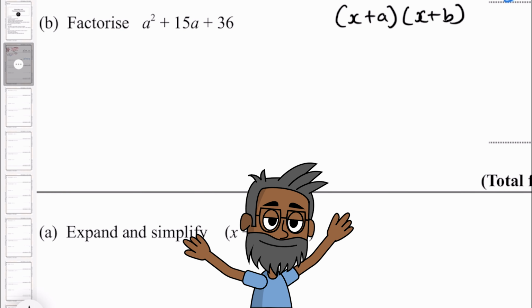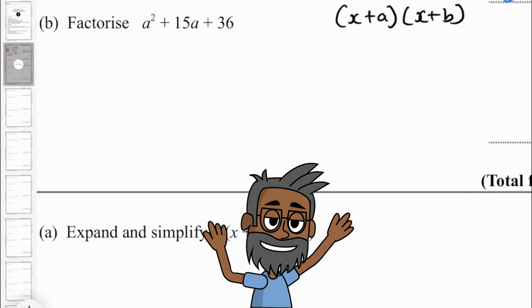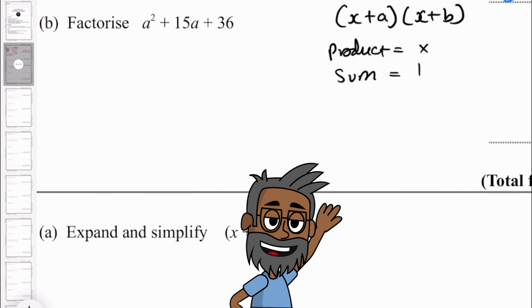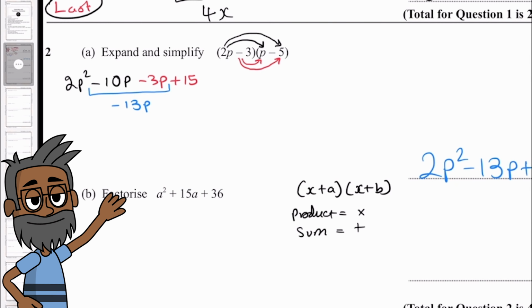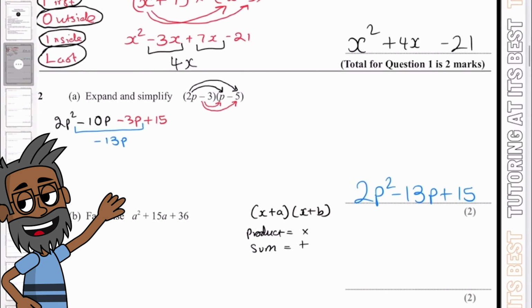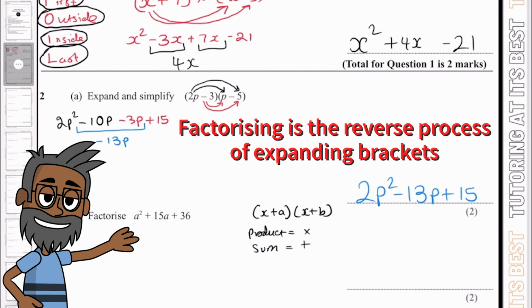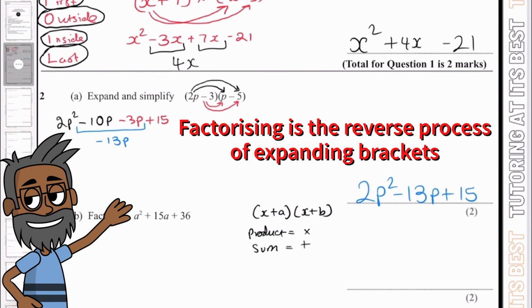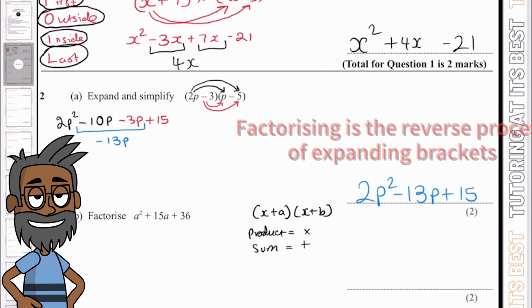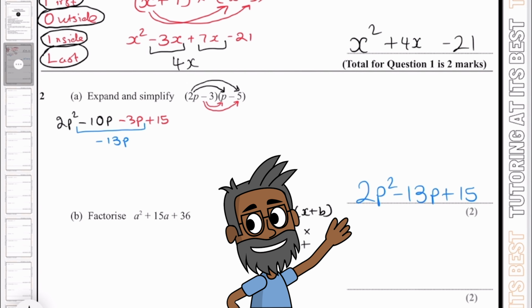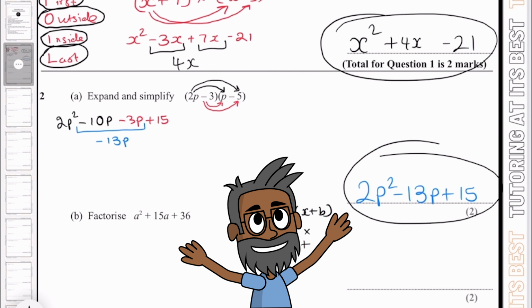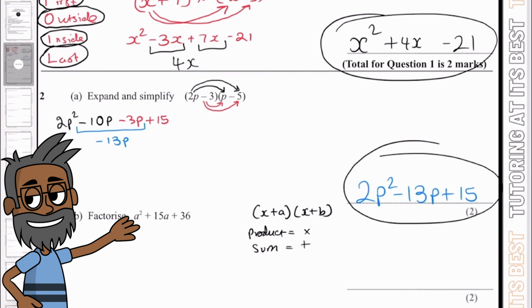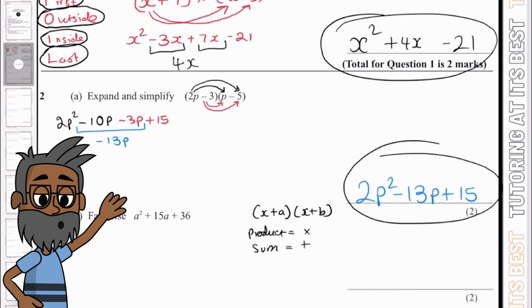And again, remember, a and b can be found by using a product, which means multiplication, or the sum, which means addition. As you've just seen in the previous two questions, I've expanded and simplified an equation, and that's given me my answers here. So factorizing is merely the reverse process of expanding brackets. If we were to factorize our answers, we would revert back to the beginning of the question that we were given. So let's take a look at how that works.